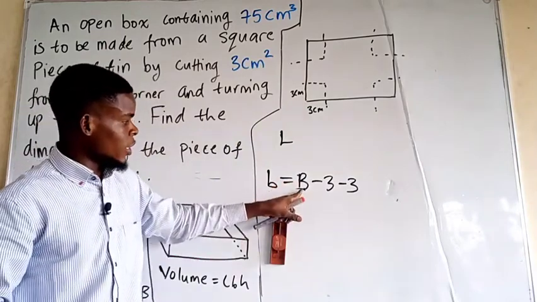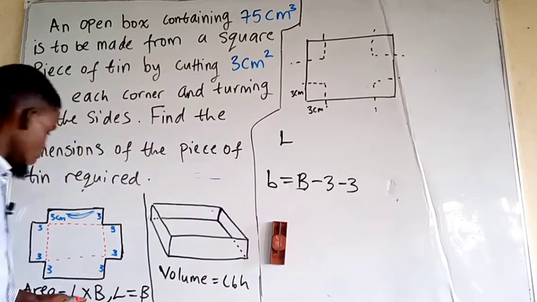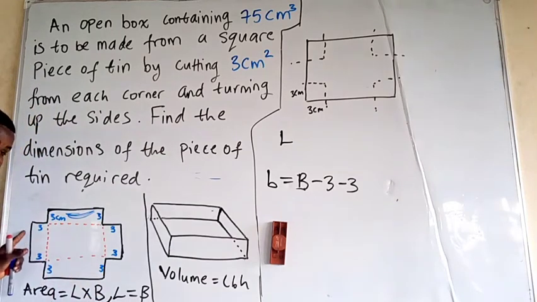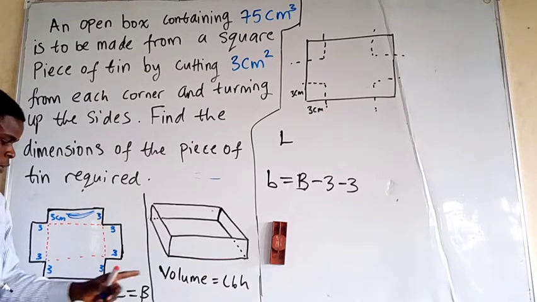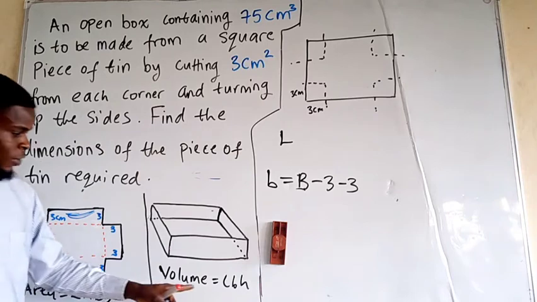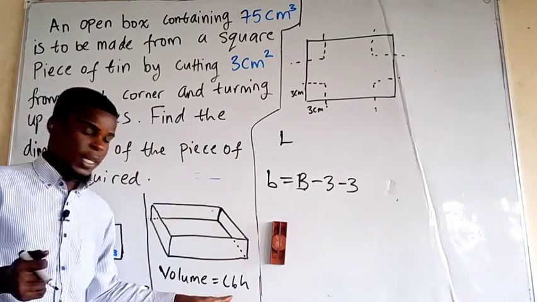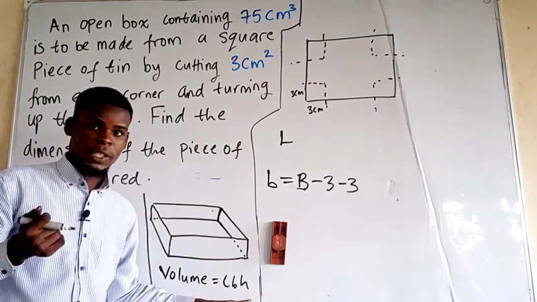We've talked about this capital B and capital L being the length and breadth of the piece of tin, the square piece of tin, where the length and the breadth are the same. Now this is the formula for finding the volume: length times breadth times height. But I'm using small letters for each of them.